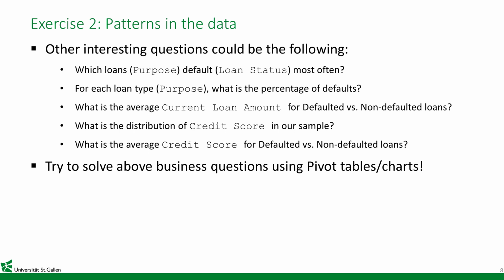Now for the HSG Bank, there could be several different interesting questions. For example, which loans default most often? Or for each loan type, what is the percentage of defaults given the historical data we obtained from the data warehouse? Or what is the average current loan amount for defaulted versus non-defaulted loans? We could also look at our historical distribution of the credit score. A further interesting question could be, what was the average credit score for defaulted versus non-defaulted loans? Try to solve the above business questions using the pivot charts.